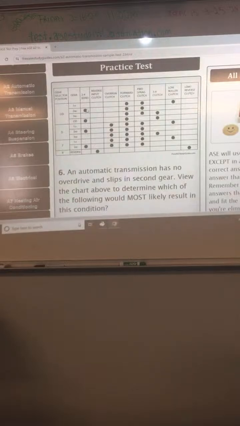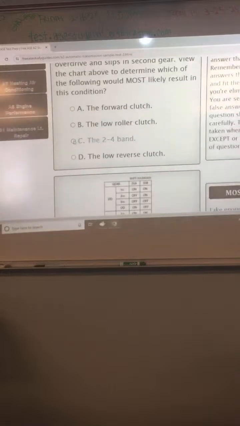What does it say it does? No overdrive, and slips in second gear. Yeah, that would be a problem, right? Slips in second gear, that would be a problem. So, there we are.